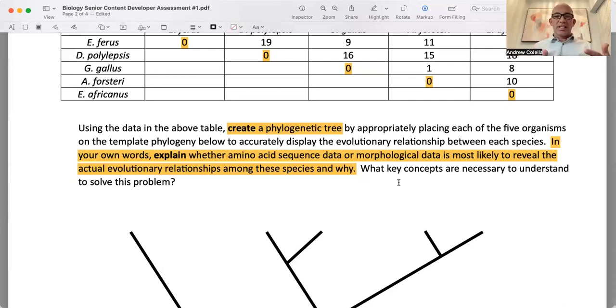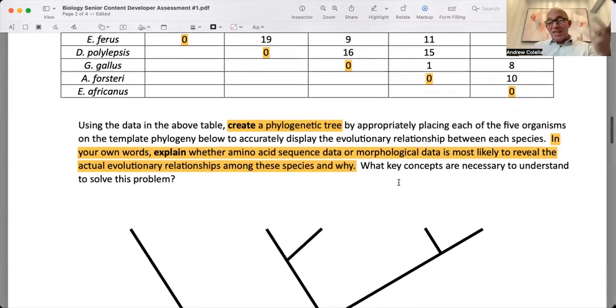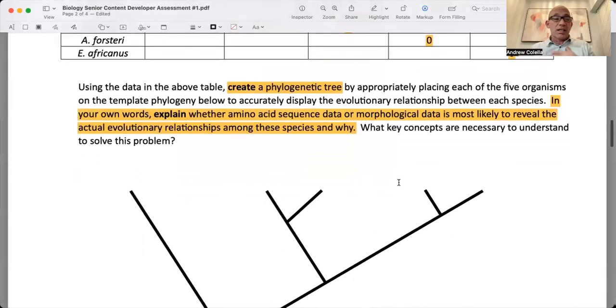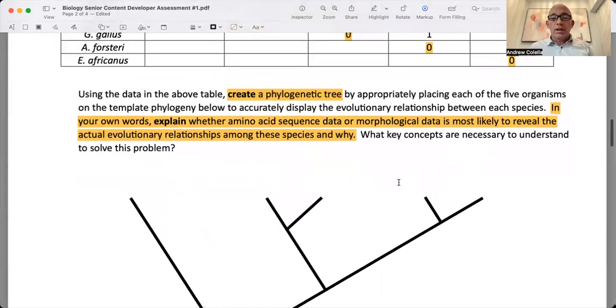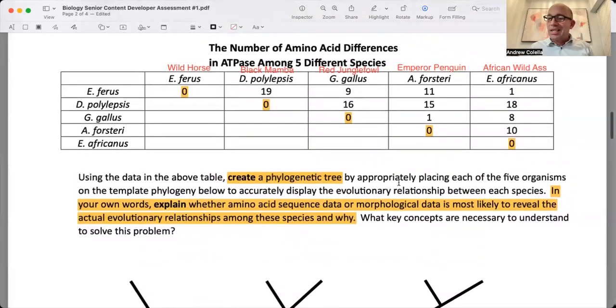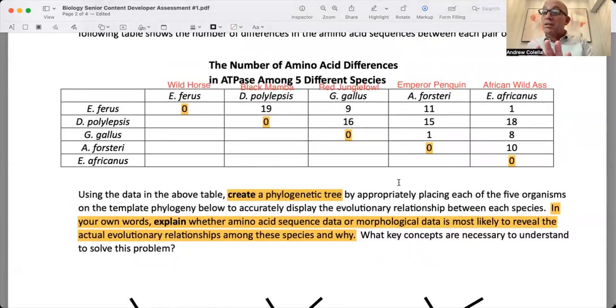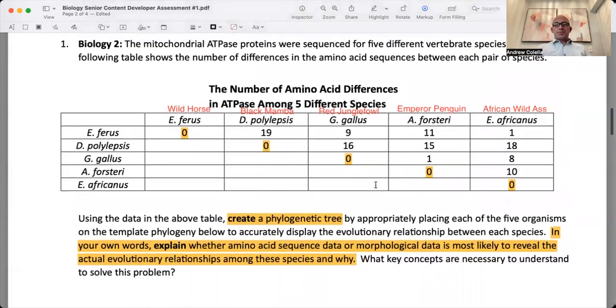So because looks can be deceiving, right? Don't judge a book by its cover. Looks can be deceiving when it comes to morphology. Now, let's see if we can place these based on the DNA. Sorry, not the DNA evidence. It's when we look at amino acids, it's indirectly referring to the DNA evidence, but we're looking specifically at the protein and the amino acid sequence. All right, let's take a look.